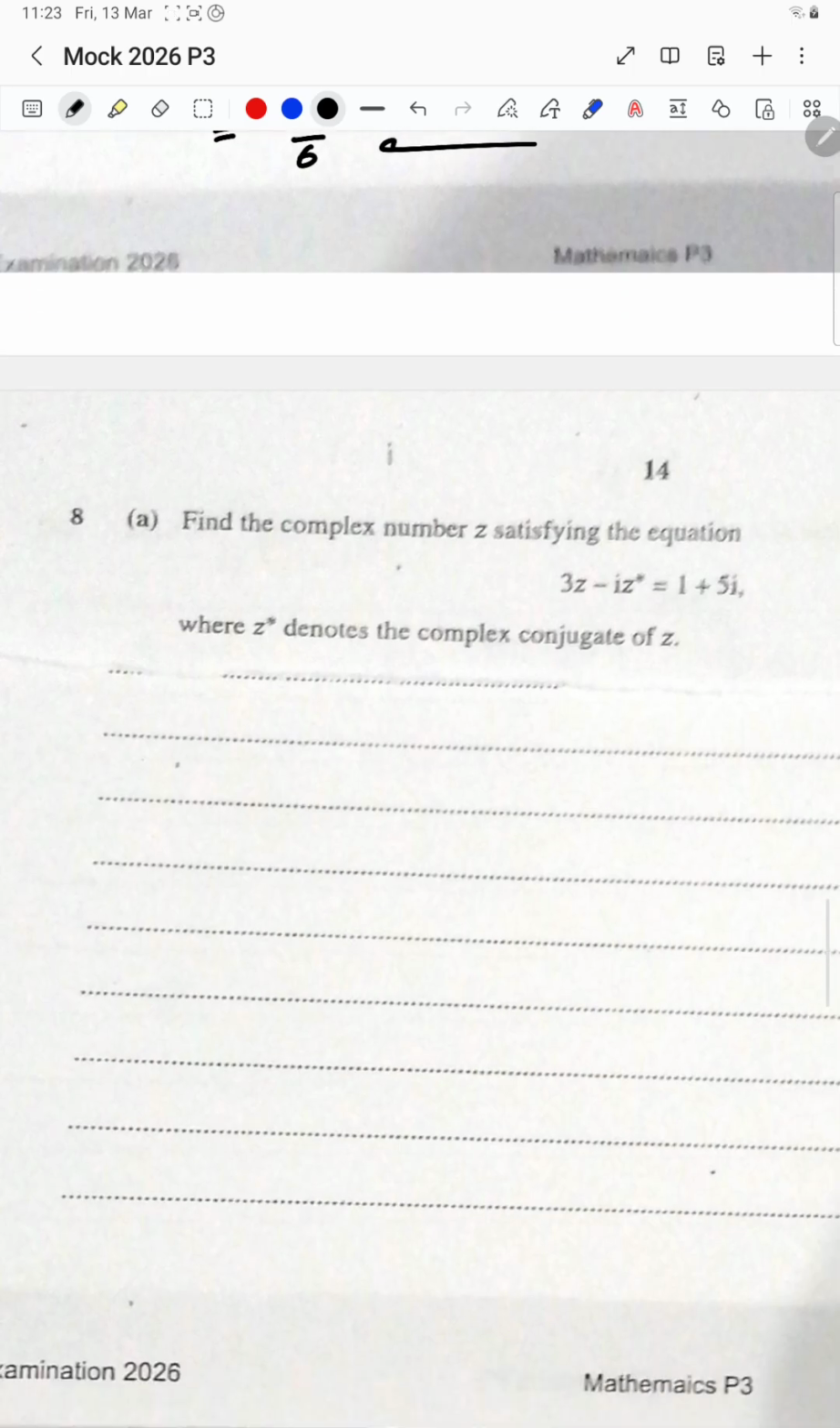Fine. Now this question is taken from complex numbers. You know here z star means the conjugate of z. Right? Conjugate of z, you know well what to do with that.